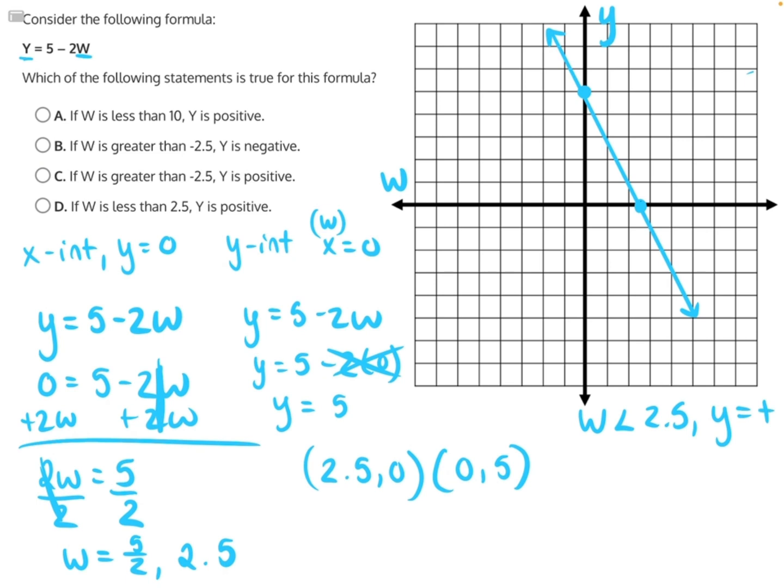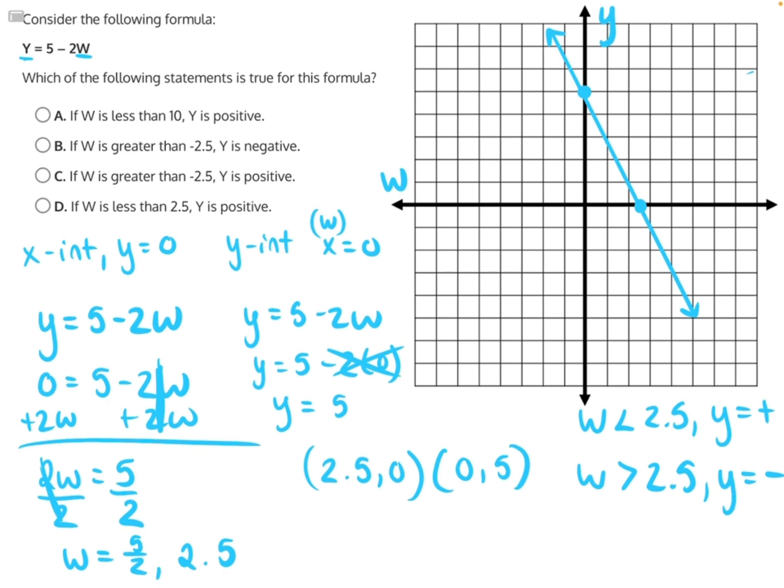And then, again, making that point our point of focus here, everything to the right, or everything greater than this point 2.5, has y values that are below the x-axis, which makes them all negative. So we can write another statement that says w, when greater than 2.5, it will always have negative y values. So with that in mind, we can go through and look at all of our answer choices and see which one is correct and which one is not.